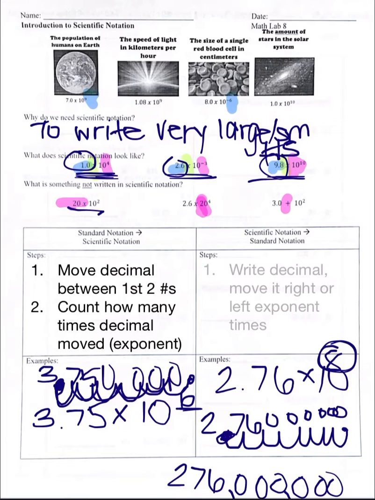So the steps now to convert a number in scientific notation to what we're used to: the first thing we're going to do is write the decimal and move it right or left exponent number of times.